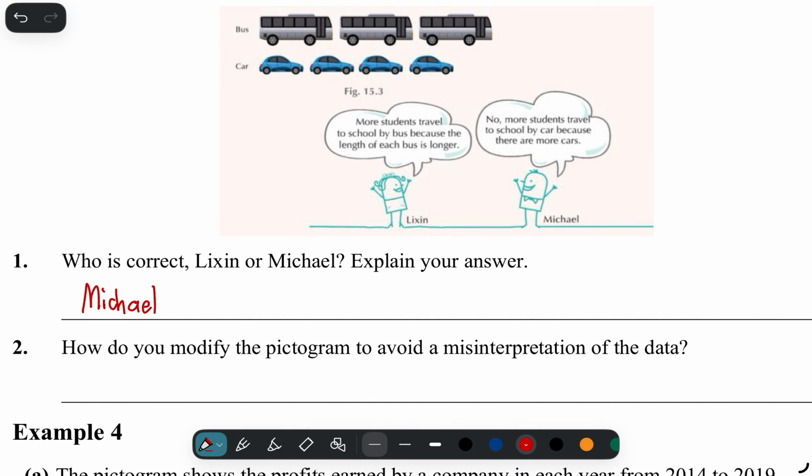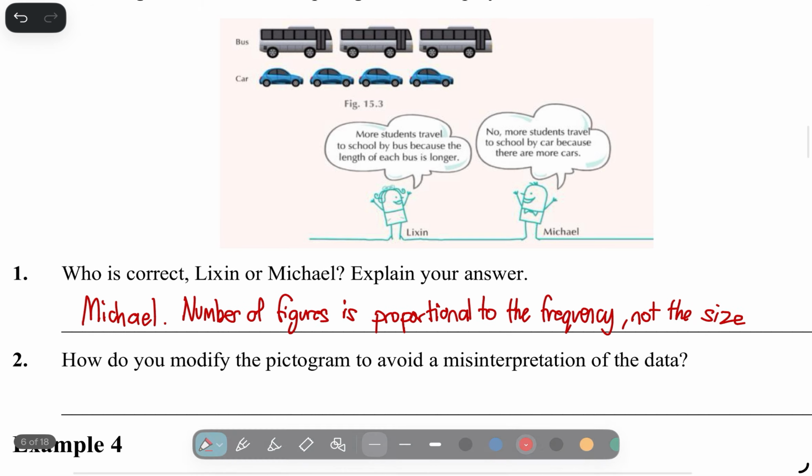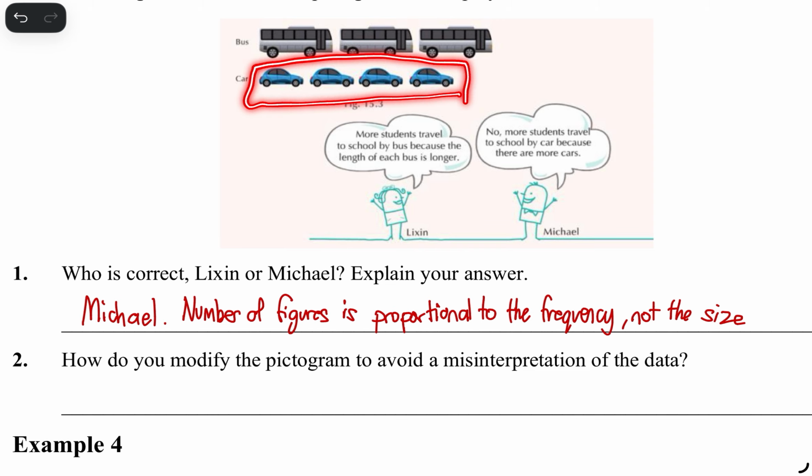Why is Michael correct? Like what we have gone through earlier, the number of figures is proportional to the frequency, not the size. So in this diagram, if I have 3 buses and 4 cars, one figure usually represents, let's say, maybe 10 children. Even though the bus here looks longer, in total I should only have 30 children, while cars have 40, because buses have 3 figures and cars have 4 figures. So even though the bus looks longer, actually more students travel to school by car.